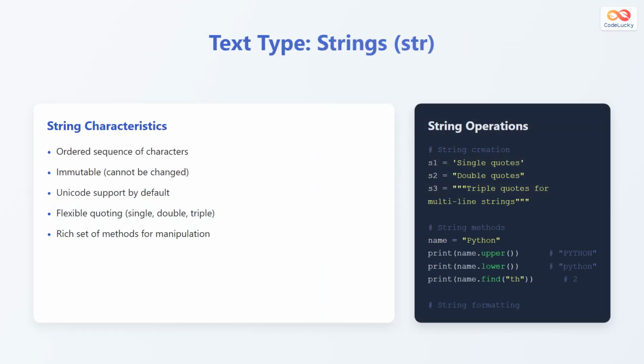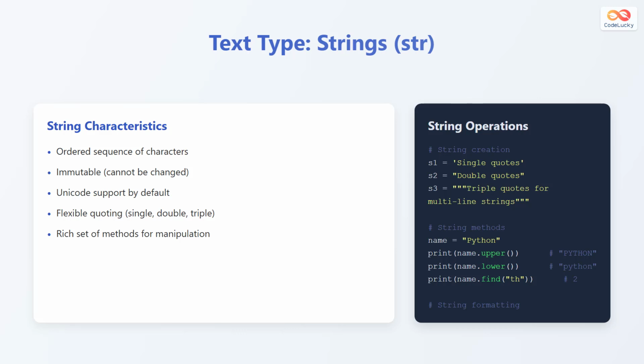Let's dive into the text type, which in Python is represented by strings, abbreviated as str. Strings are ordered sequences of characters and are immutable, meaning they cannot be changed after they are created. Python strings support Unicode by default, allowing you to represent characters from various languages. String creation can be done using single quotes, double quotes, or triple quotes for multi-line strings. Strings have a rich set of methods for manipulation, such as converting to uppercase or lowercase, finding substrings, and formatting.